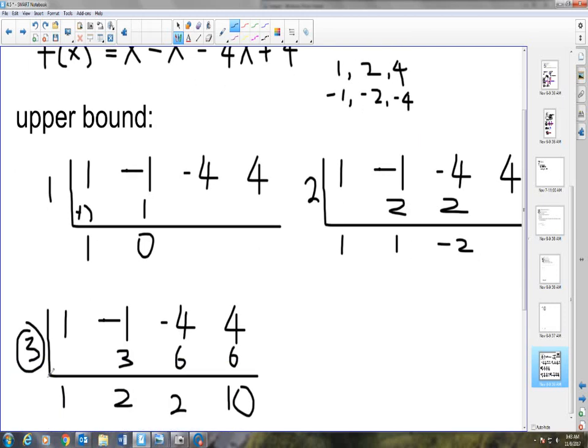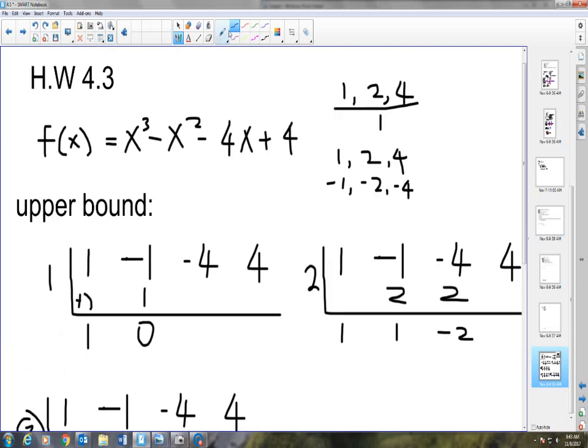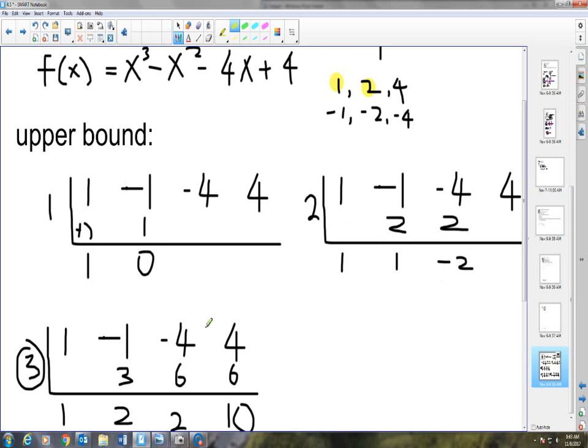So when we found 3 as the least upper bound, that means the ones I will potentially try to find the zeros are 1 and 2. So now I'm going to come back here and finish my problem, to see if the remainders are 0. If they're not 0, then those are not zeros of the polynomial. As a matter of fact, 2 times negative 2 here will give me a negative 4. Add them up, and this is actually one of my zeros.